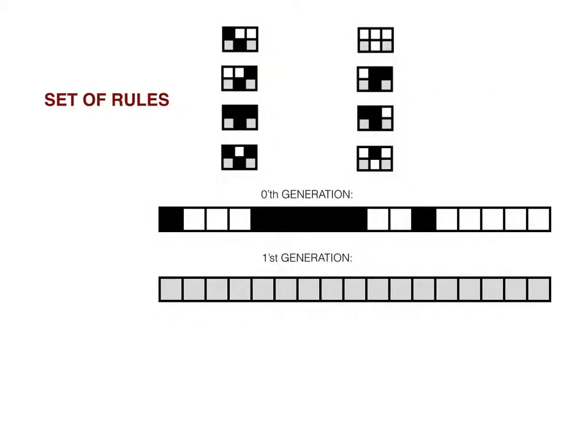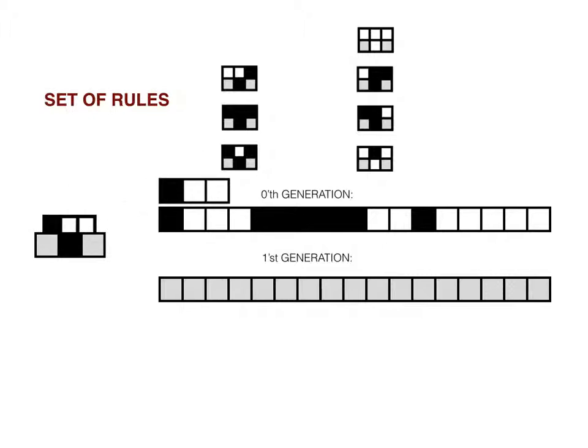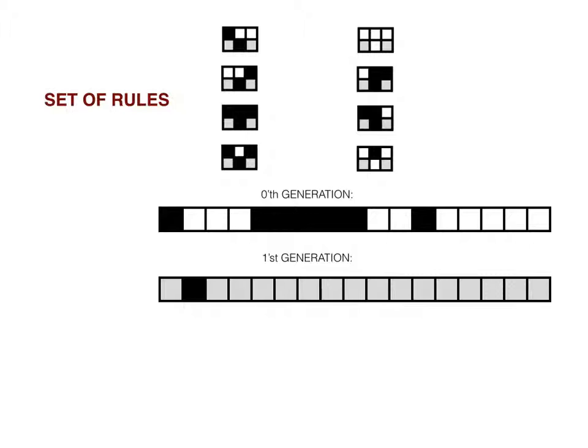Let's take a look at this example in more detail. So here again are the same set of rules and the 0th generation row. And now we look at the first 3 cells in the 0th generation, black, white, white, and according to the rule we can see that the middle cell in the new generation is going to be colored black. So let's do that. We'll color the center cell of the 3 cells underneath it. We're going to color that black.